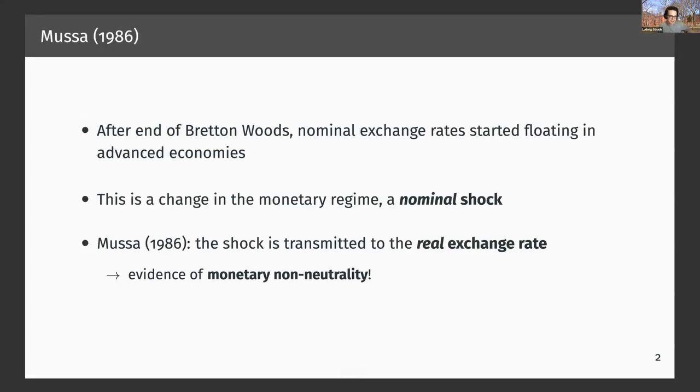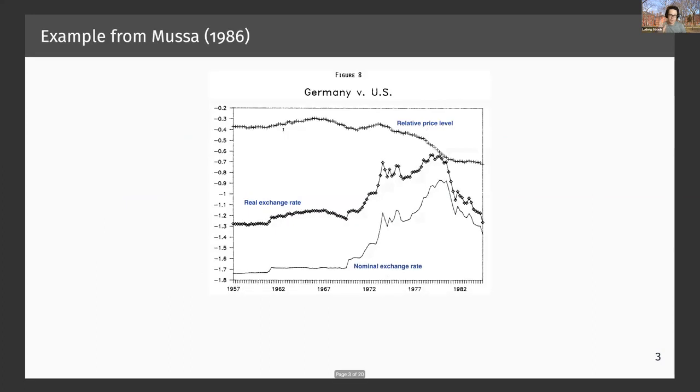So the Mussa puzzle is based on this 1986 paper by Michael Mussa. And basically, he documented, as Oleg very nicely presented, that after the end of Bretton Woods, nominal exchange rates started floating across a lot of advanced economies. And this is obviously a change in the monetary regime. It's a nominal shock. But then at the same time, you saw that the real exchange rate moved almost in lockstep with the nominal exchange rate. And so he basically interpreted that to mean that there is strong monetary non-neutrality.